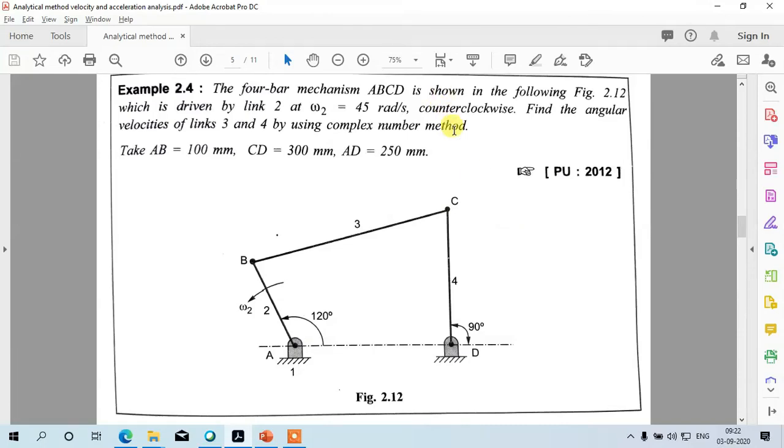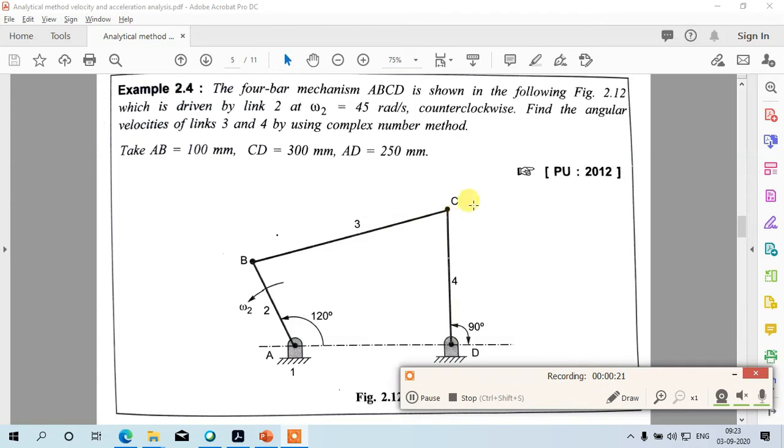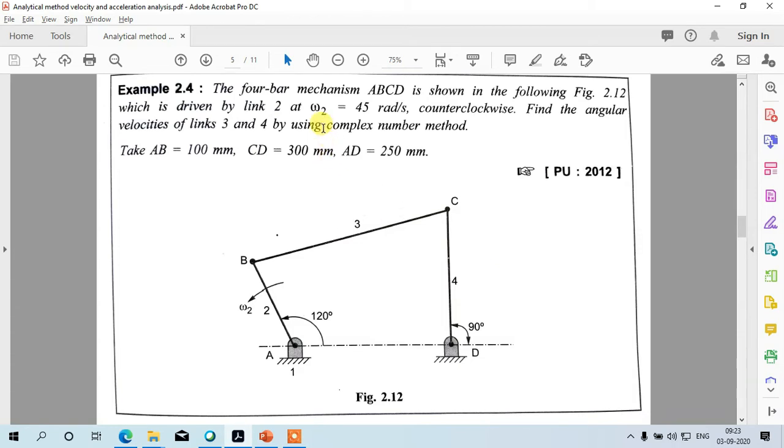Good morning all. Today we are going to discuss an example of velocity and acceleration analysis by the analytical method. We are going to use the analytical method, specifically the complex variable method. First we will take an example of a 4-bar mechanism. I'm using this from the book published by Technical Publications on Kinematics of Machines.